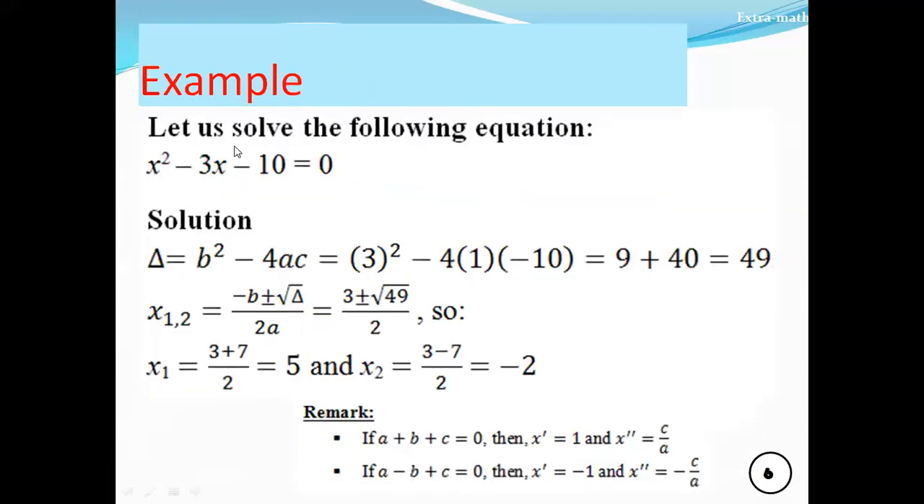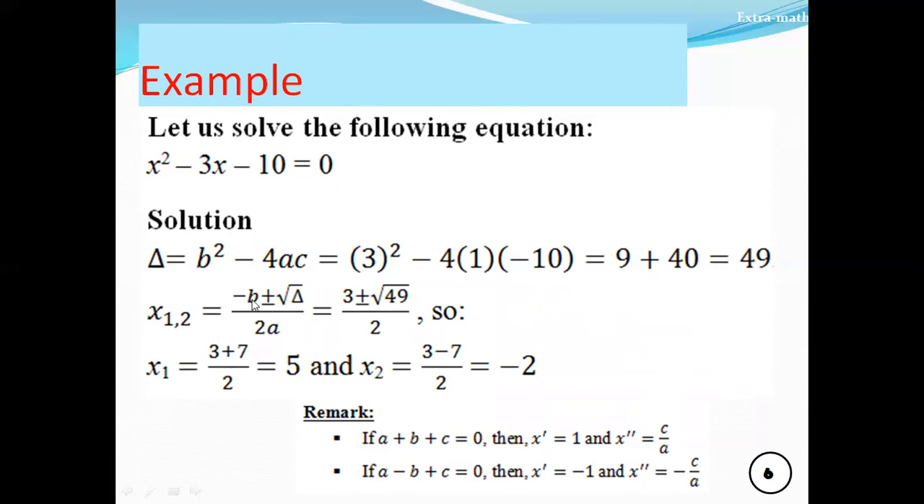Let's take an example. We have to solve the quadratic equation x squared minus 3x minus 10 equals 0. Here a, the coefficient of x squared, is 1. b, the coefficient of x, is minus 3. And c, the constant, is minus 10. Here delta equals b squared minus 4ac equals minus 3 squared minus 4 times a, which is 1, times c, which is minus 10, which is 9 plus 40 equals 49.